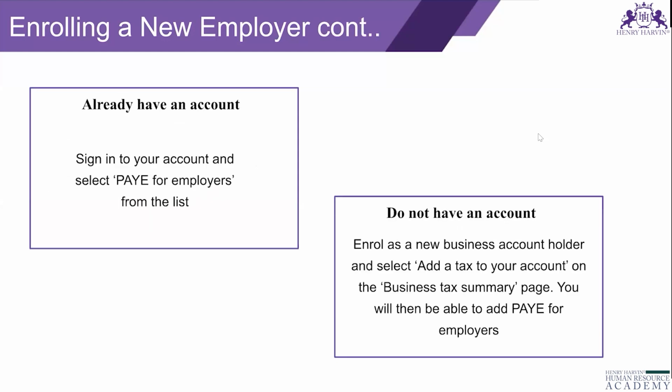Okay, so already have an account. If there is already an account, sign into your account and select pay for employers from the list. There could be some organization that already has multiple entities. They can register for only one login wherein they keep on adding their entities, like a Tata Group, for example. If they have multiple entities like TCS, Tata Motors, they keep them as entities.